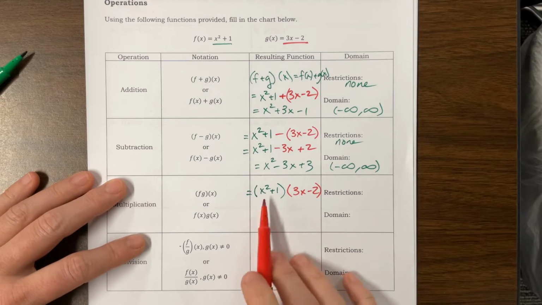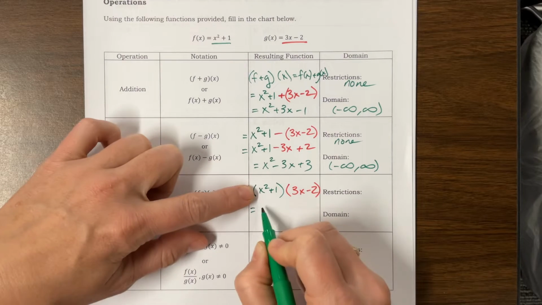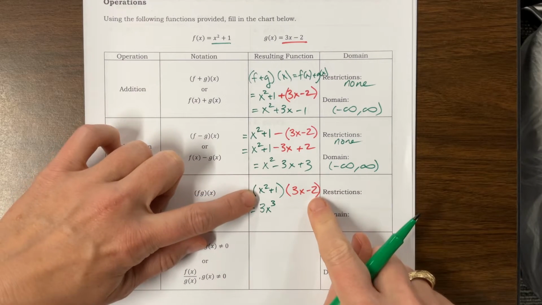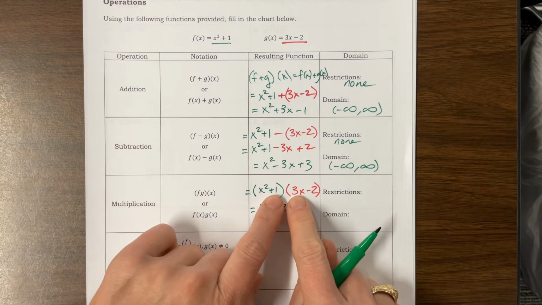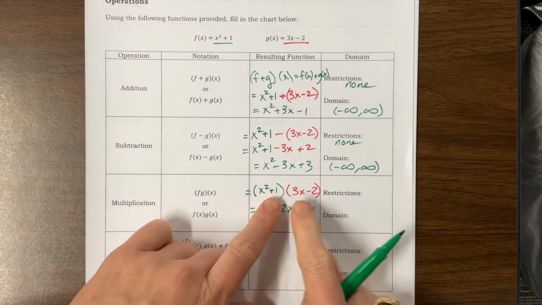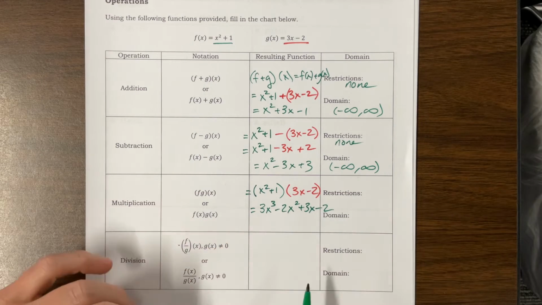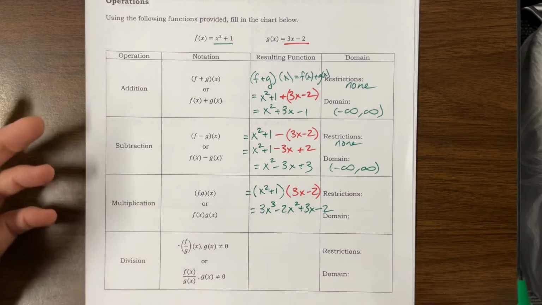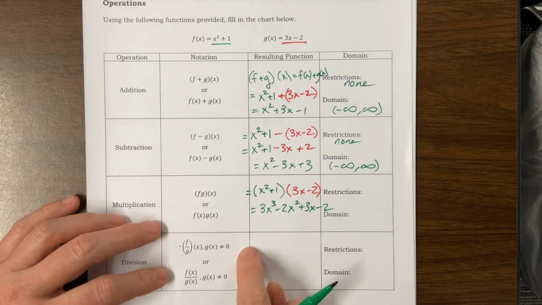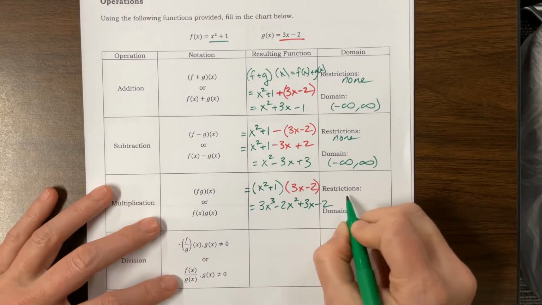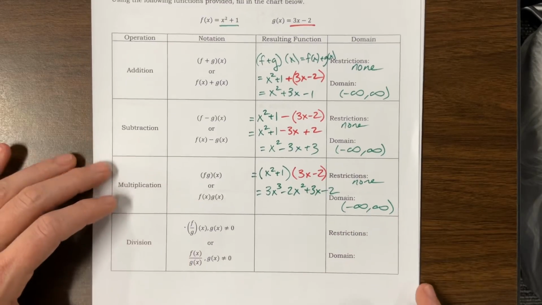And now with this, I have a binomial times a binomial I have to FOIL. So I see an x squared times a 3x, that gives me 3x cubed. I see an x squared times a negative 2, that's a negative 2x squared. I see a 3x times 1, which is a positive 3x, and I see a 1 times a negative 2 is a negative 2. And now I don't have any like terms. There is nothing to combine. So this is my final answer here, and my restrictions. Once again, I'm not trying to divide by 0, and I'm not trying to take the square root of a negative, so there are no restrictions. And so my domain is all real numbers, or negative infinity to positive infinity.